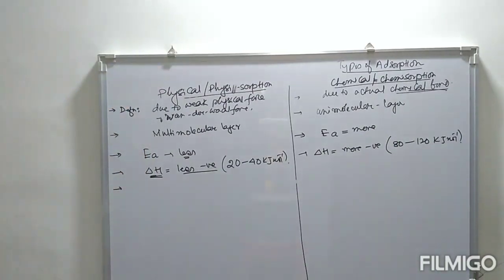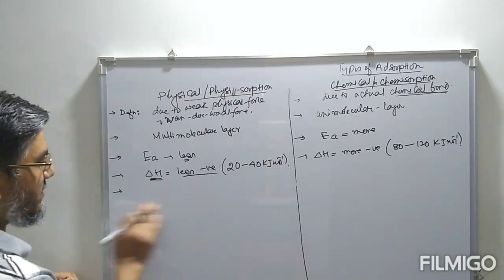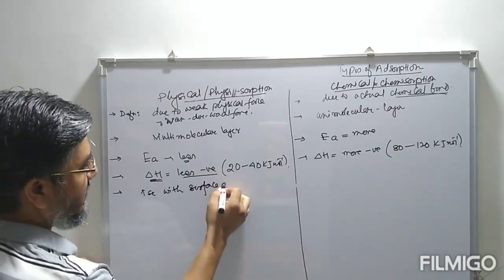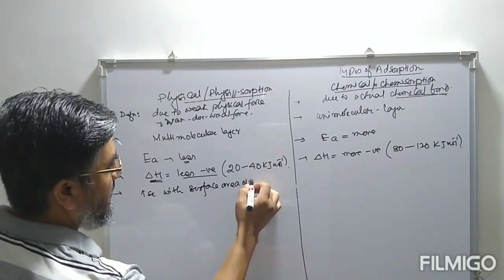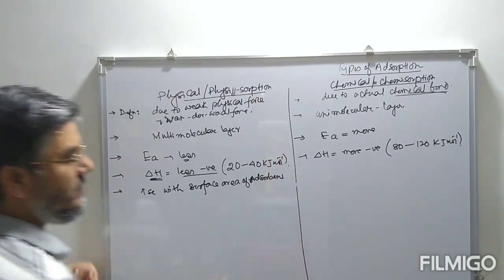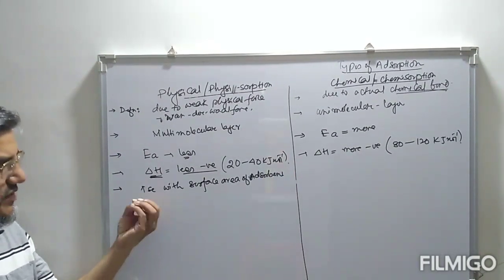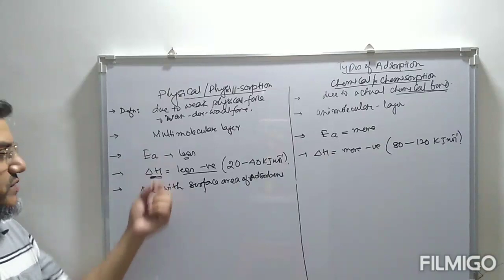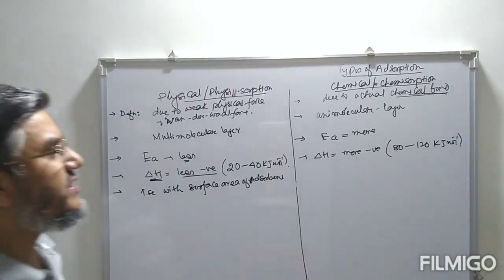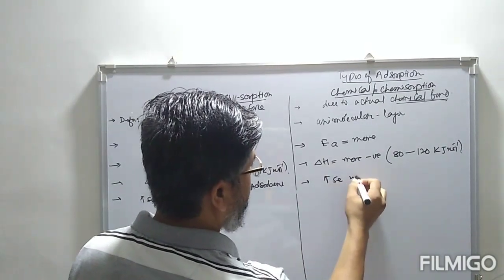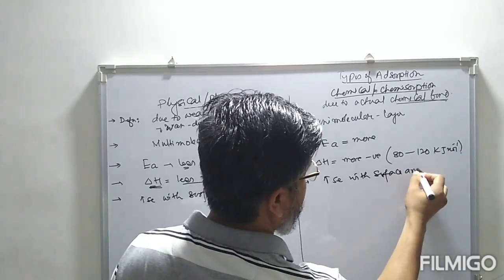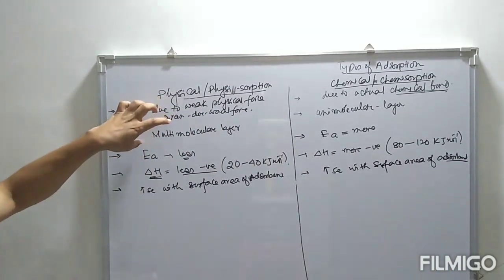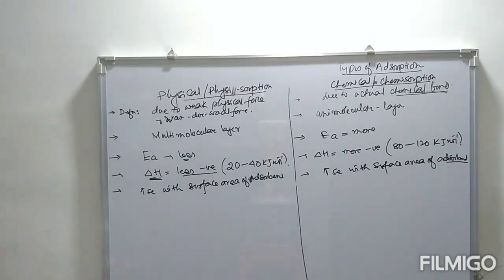Now physical adsorption or chemical adsorption increases with surface area of adsorbent. That means if the surface area of the adsorbent is larger, more gas molecules can be adsorbed on the surface. Simply, we say the adsorption is directly proportional to the surface area of the adsorbent. The same is the case for chemical adsorption, it increases with surface area of adsorbent. So both chemical adsorption and physical adsorption are proportional to the surface area of the adsorbent.